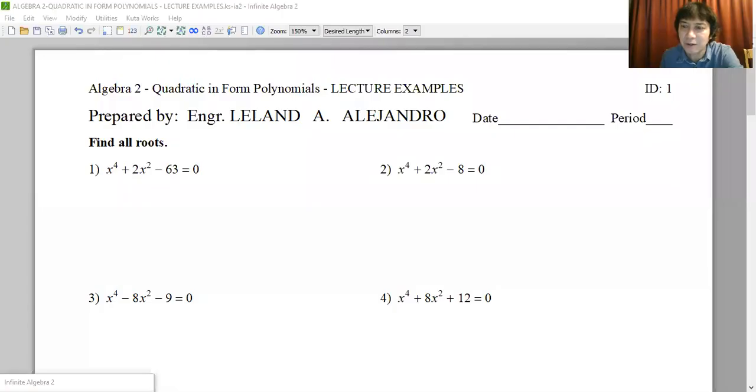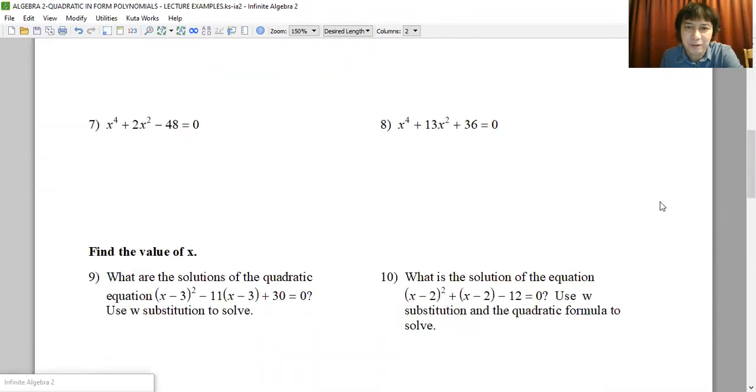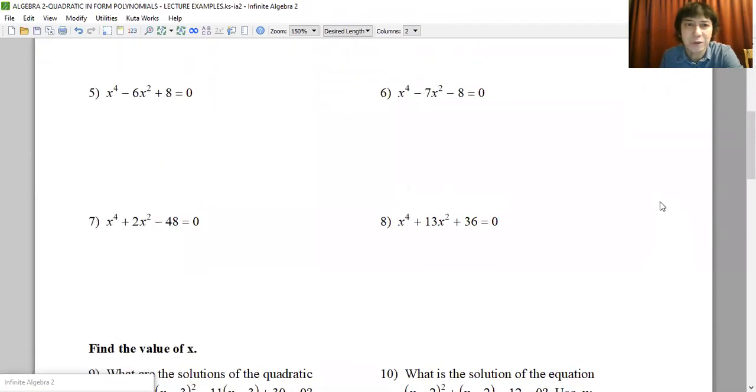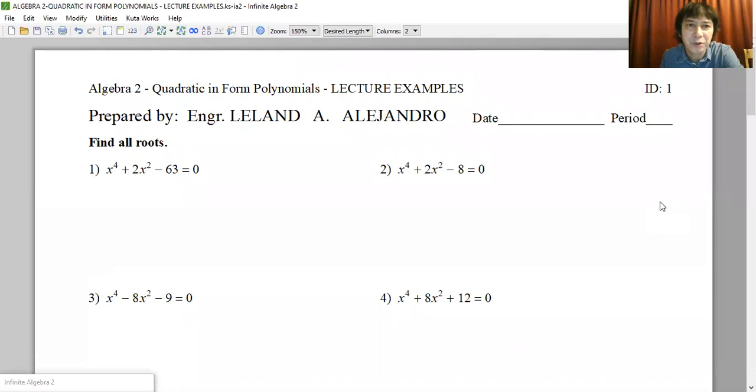We're going to see the problem set on the other screen. So let us check the problem set over here, and there are 10 numbers to solve. Okay, we're going to have these quadratic in form polynomials, and we will solve one by one. Let us see the first number.